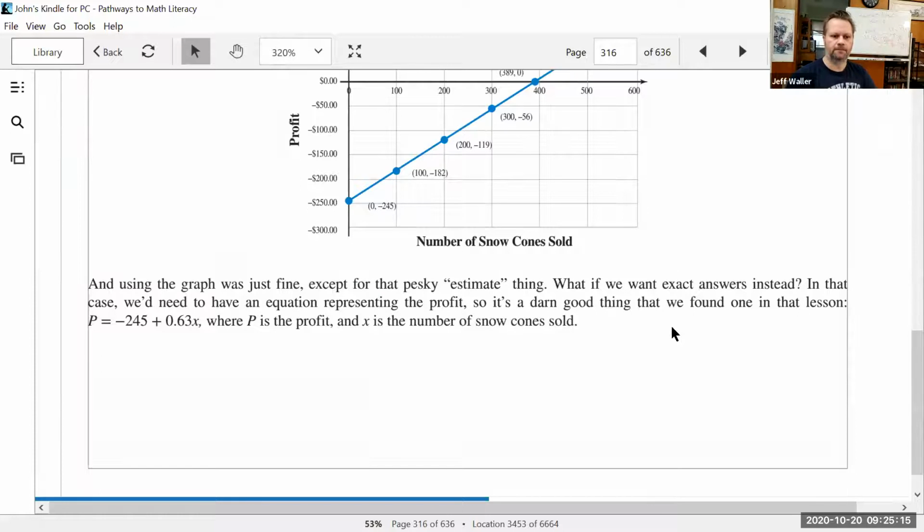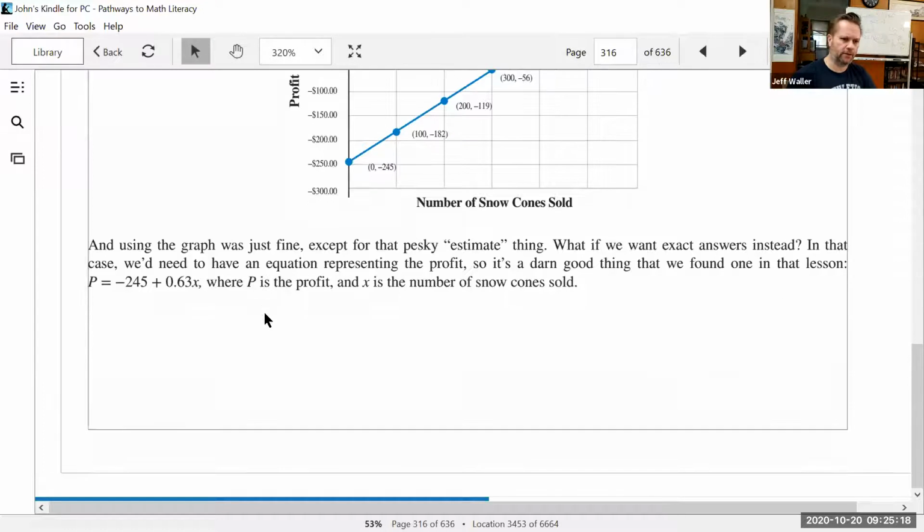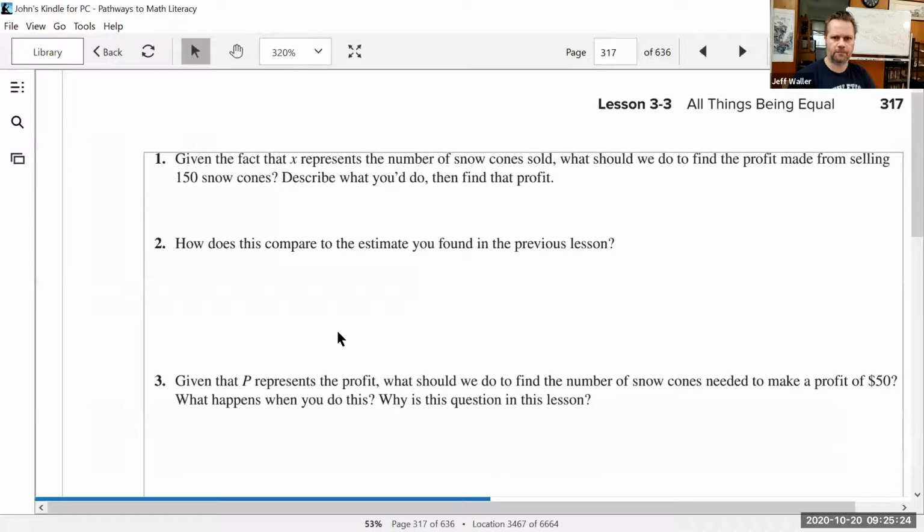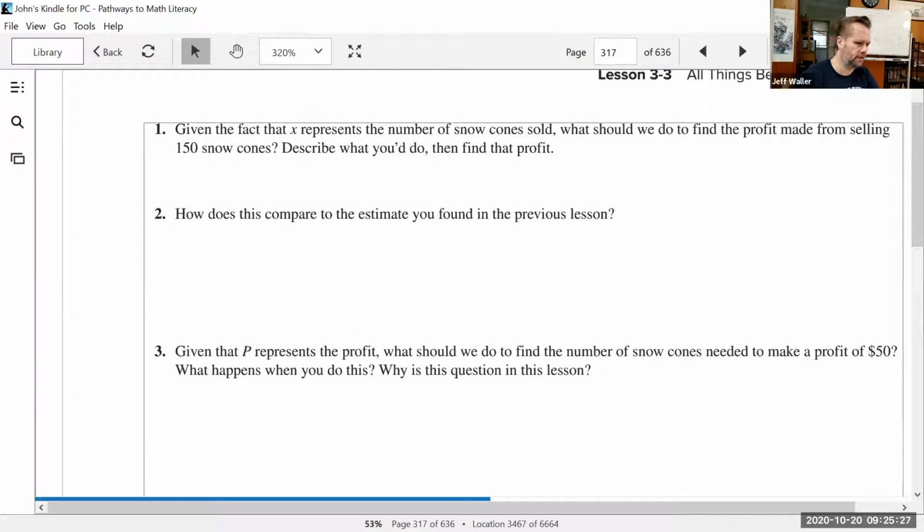Okay. So this is the equation. Let me write that equation down on the next page. 245.63. Okay. Let me see. Now I've forgotten it already. What was it again? 245. All right, so negative 245 plus 0.63x. Okay.